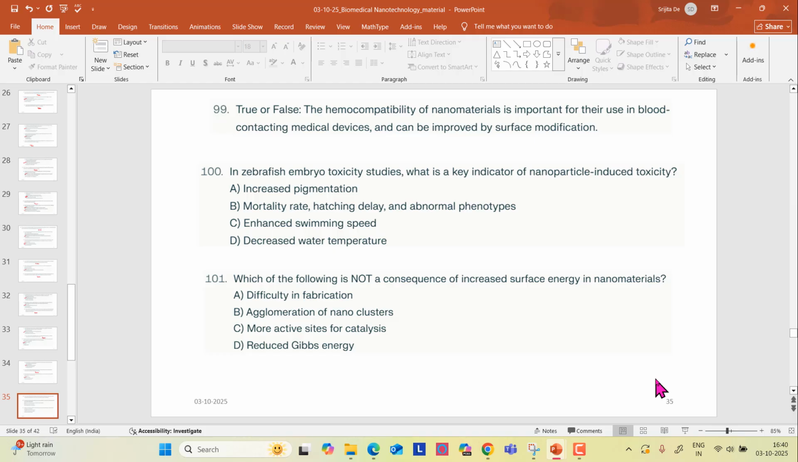The hemocompatibility of nanomaterials is important for their use in blood contacting medical devices and can be improved by surface modification. Yes. True.